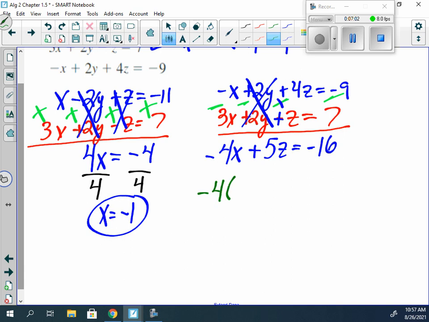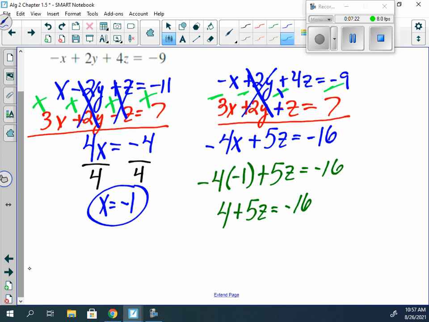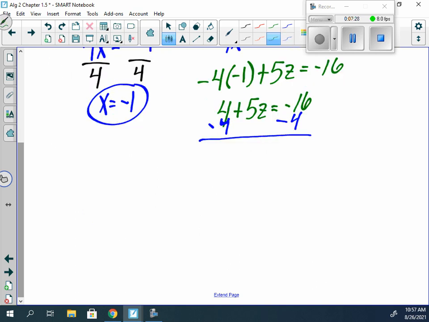So we can say 4 times negative 1 plus 5z is equal to negative 16. 4 times negative 1 is negative 4, plus 5z is equal to negative 16. Add 4 to both sides. These will simplify, leaving me with 5z is equal to negative 12. Divide both sides by 5, and z is equal to negative 12 over 5.